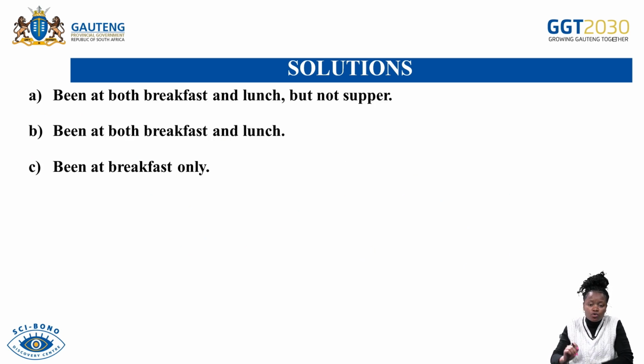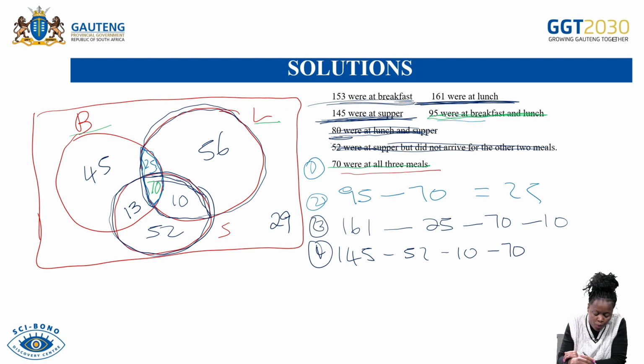Okay, let's quickly go to the questions. I'm looking at the time. We only have 5 minutes left. Okay, so let's look at letter A. The probability that both of them have been to both breakfast and the lunch, but not supper. So it's both breakfast and the lunch, but not the supper, right? So now we are going to look at the intersection of the breakfast and the lunch, which is going to be that 25.